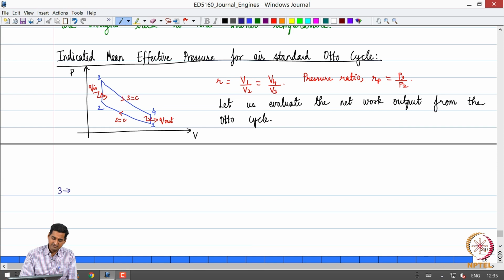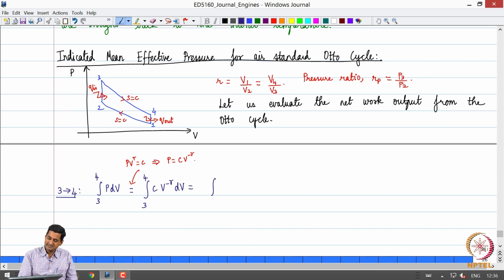The first component is from the expansion process. In the expansion process, the work which is delivered is nothing but the integral from 3 to 4 of P times dV, right. So, that is the work output, correct. Now, how do I simplify this? I use a process relationship because we know PV^gamma equals constant, that is an isentropic process relationship. So, this implies that P is some C V^(-gamma), right. So, I just substitute that here.